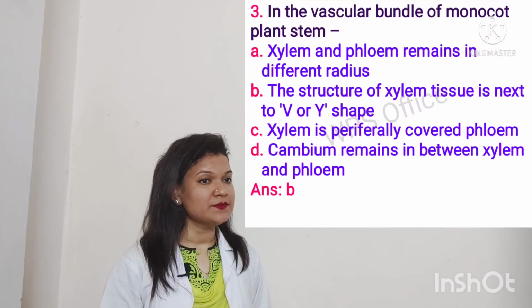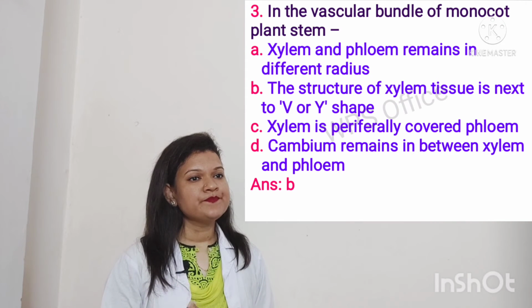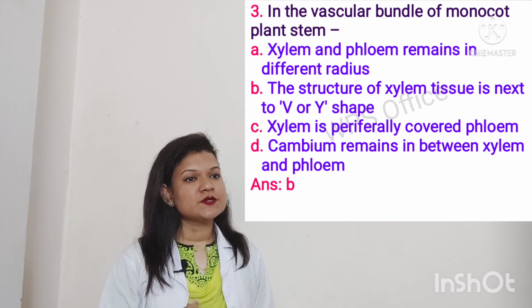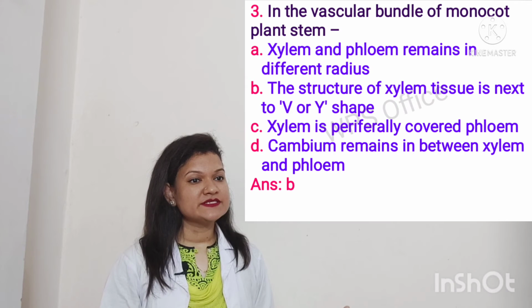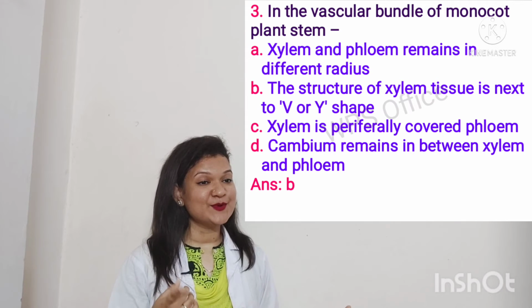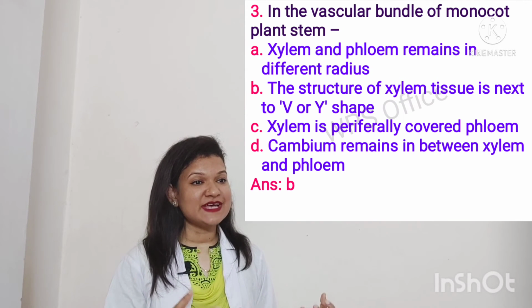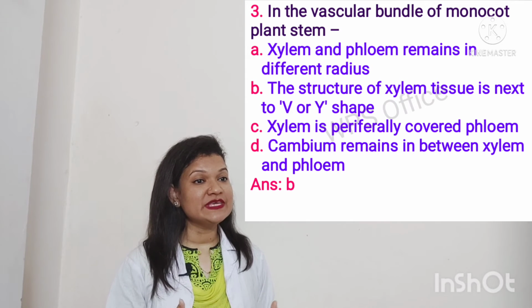So what is our question? In the vascular bundle of monocot plant stem, what kind of vascular bundles are present in monocot plant stem? Of course I hope you can guess what the answer will be: the structure of xylem tissue is V or Y shape. So this is our answer.